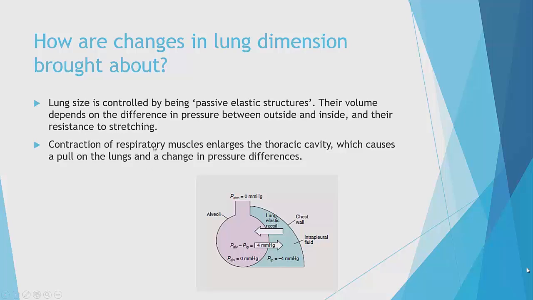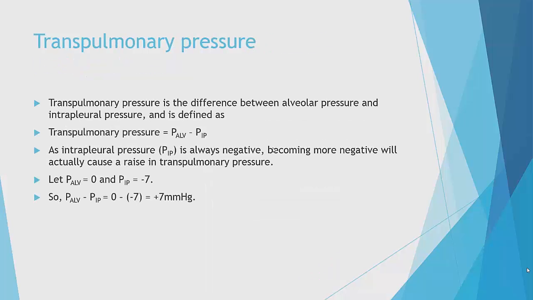Contraction of your respiratory muscles, such as the diaphragm and the muscles in the ribs, enlarges the size of the thoracic cavity. Remember, that's the cavity which houses the lungs. So this causes a pull on the lungs and a change in the pressure differences.